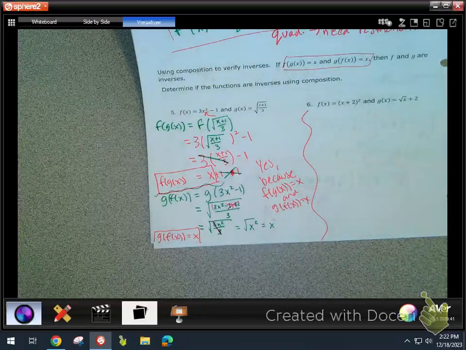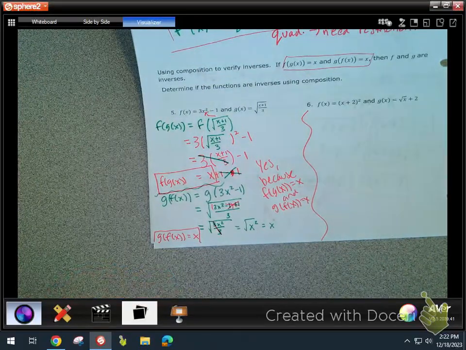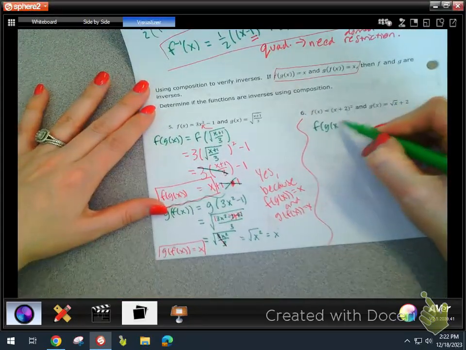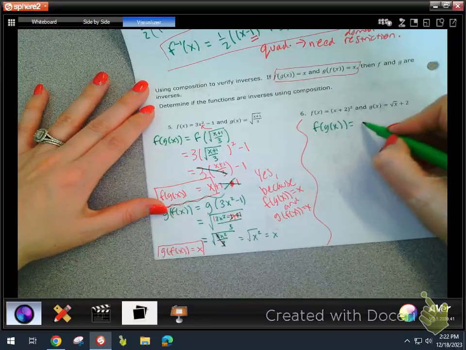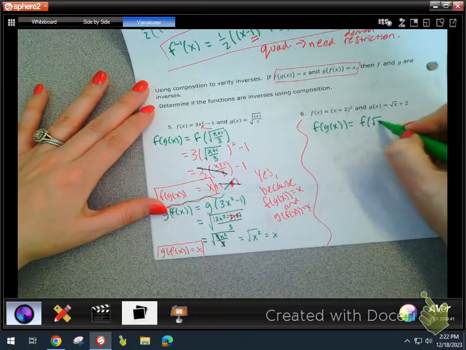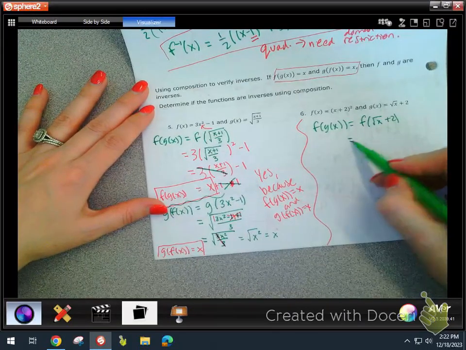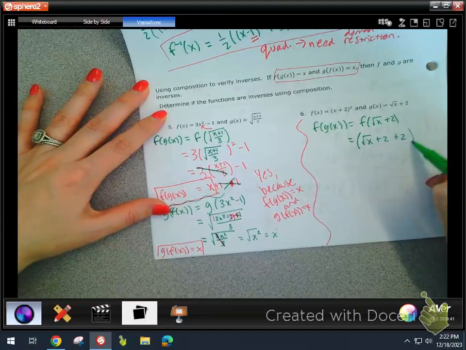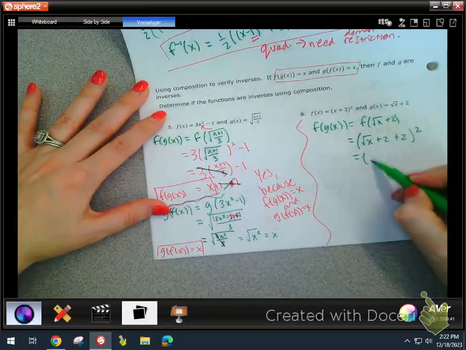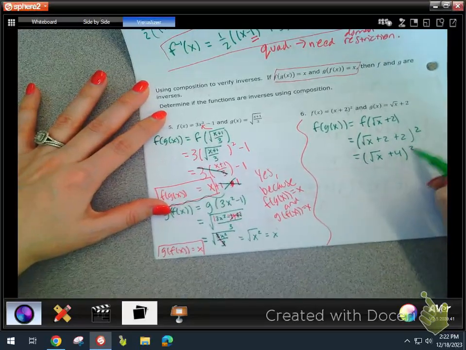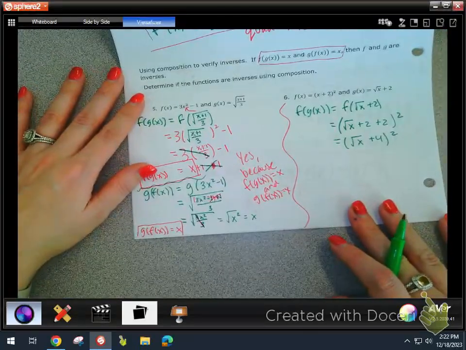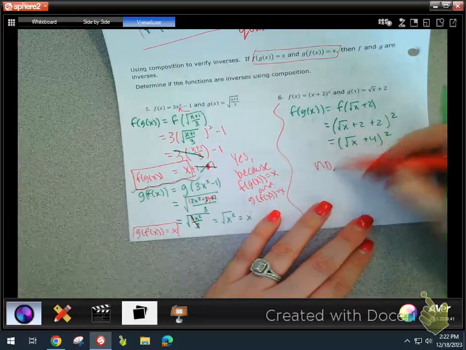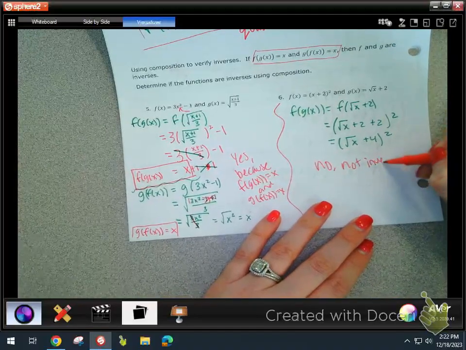And then you could try 6. I think 6 is a no. Yeah, I think it's pretty fast actually. You can see that it's not going to work. So this says square root of x plus 2, squared. So you would have to do this. Is that going to give you x? No. You can tell right there it's not going to. So no. Not inverses.